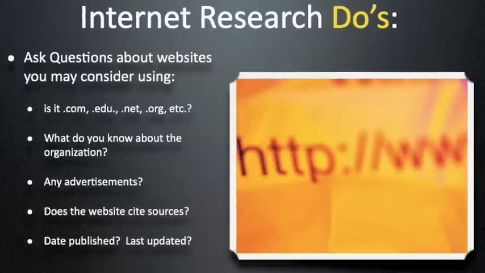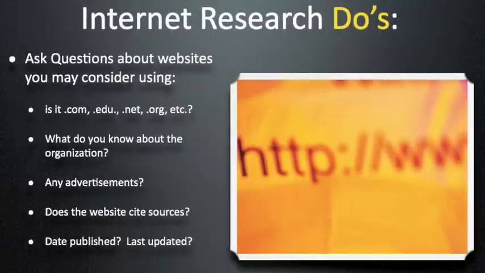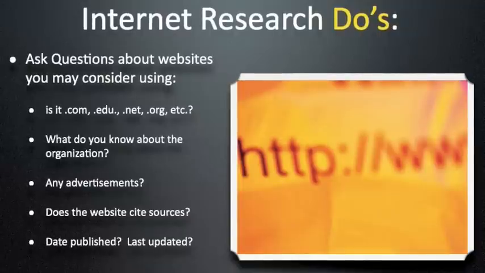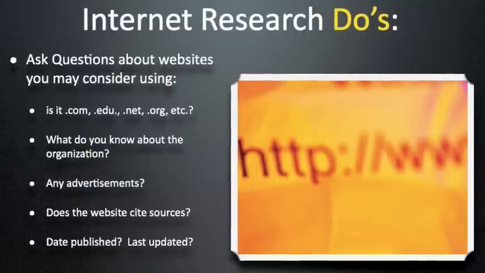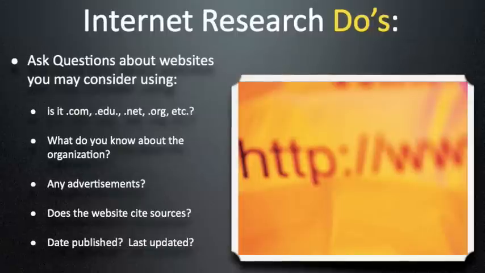Lastly, some questions to ask about internet research is whether or not it's a .com, .edu, .org, .net. That's a first starting place of something to look at to determine whether or not a website might be credible. .coms, obviously anybody can publish. .edu is an educational institution. A .net is a network, and .org is an organization. That's kind of a first clue for you.